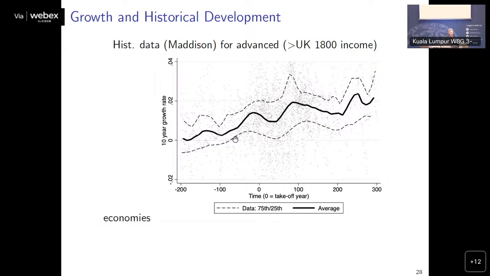And this is what you get for the 10-year growth rate: annual growth rates averaged over 10 years. This is the 75th percentile, this is the 25th percentile, and this is a nonlinear fit. And you get that growth rates increase over time, which is counterfactual to the model's predictions, which says that growth rates ought to be decreasing over time. In fact, it matches what the other person showed, which qualitatively was increasing over time.